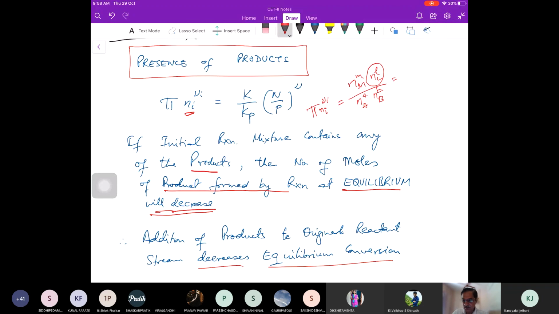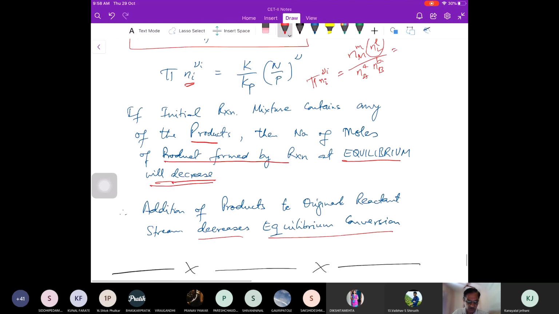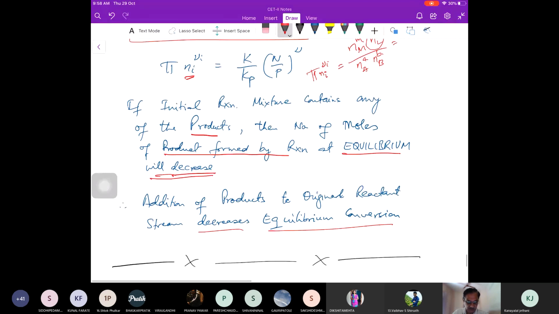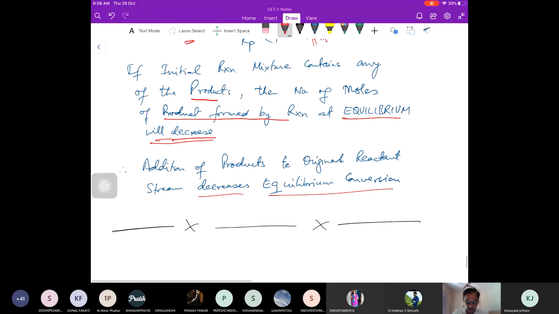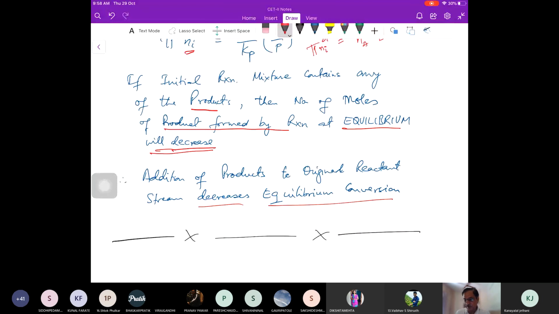That is why products in the reaction mixture have the reverse effect of reactants. The addition of products to original reaction mixture decreases equilibrium conversion. Reactants add किया तो increase होता है conversion. Products add किया तो decrease होता है conversion because already कुछ present है तो उतना कम बनेगा. We'll see all these examples by calculations. Effect of all these things, actual numbers you'll see, and then you realize what is the effect.